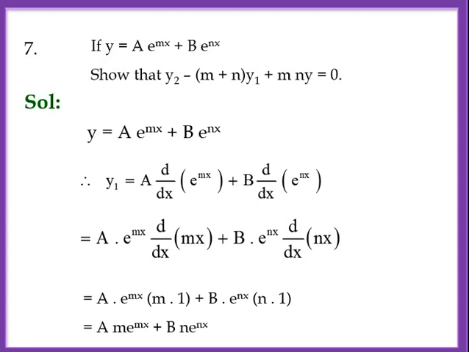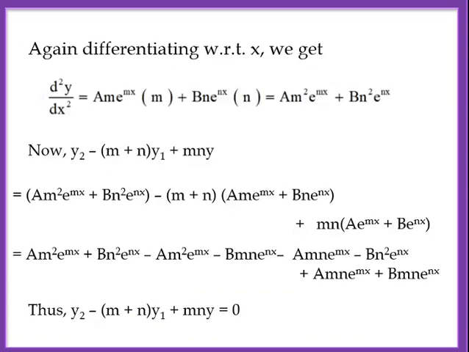Okay. So y equal to a into e raised to mx plus this. What is y1? The derivative of e raised to mx is e raised to mx into m. Of course, a is there. Same for this also. So this is nothing but y1. I will not explain this. This is simple. Again differentiate.